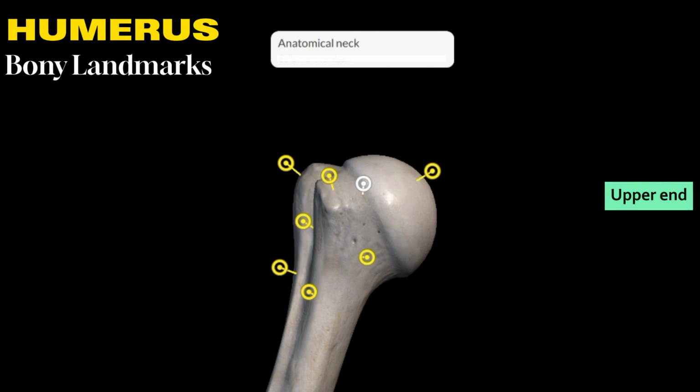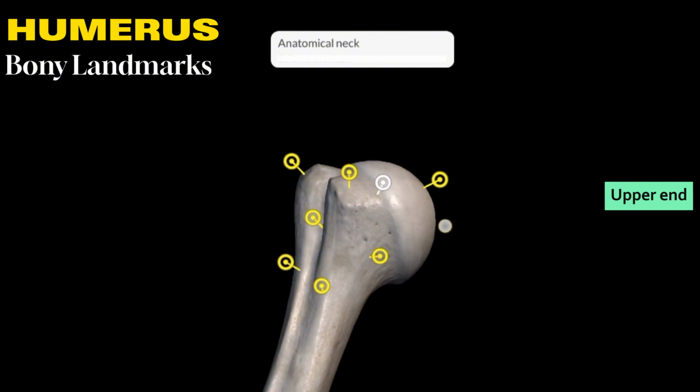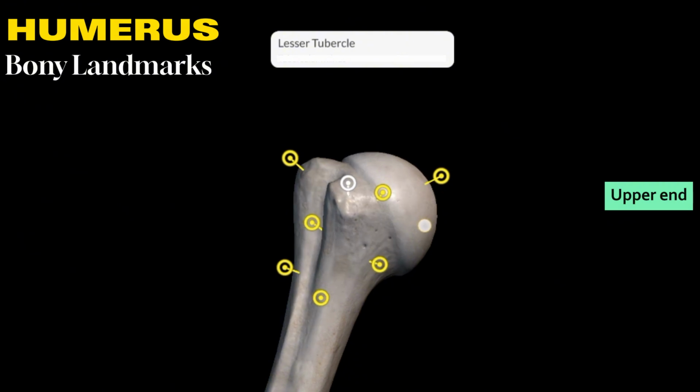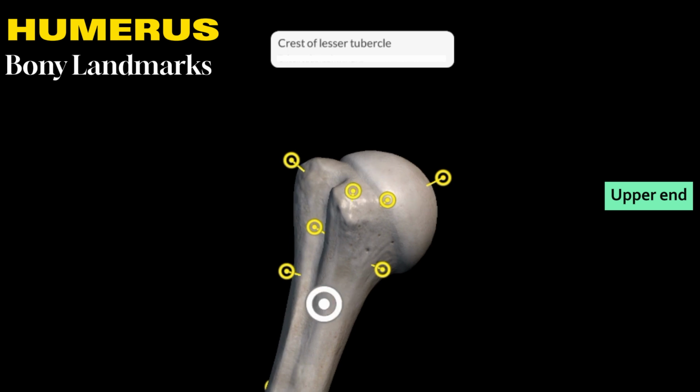This is anatomical neck, which separates the head from rest of the upper end. This is lesser tubercle. It is an elevation on the anterior aspect of the upper end. This is the crest of lesser tubercle.